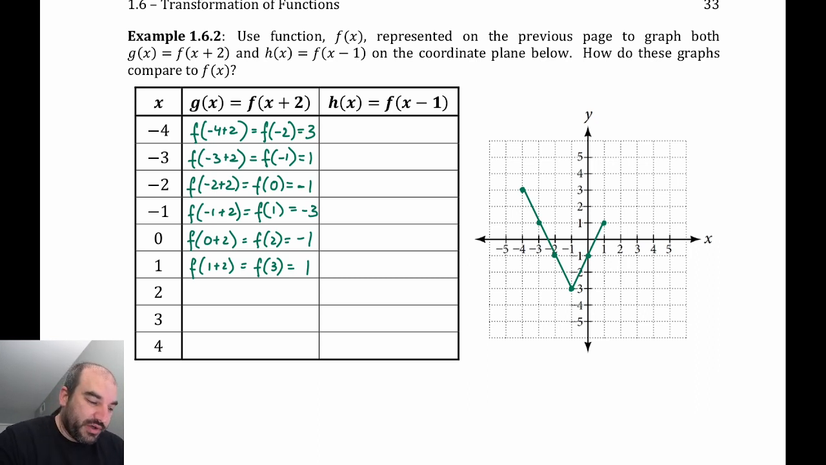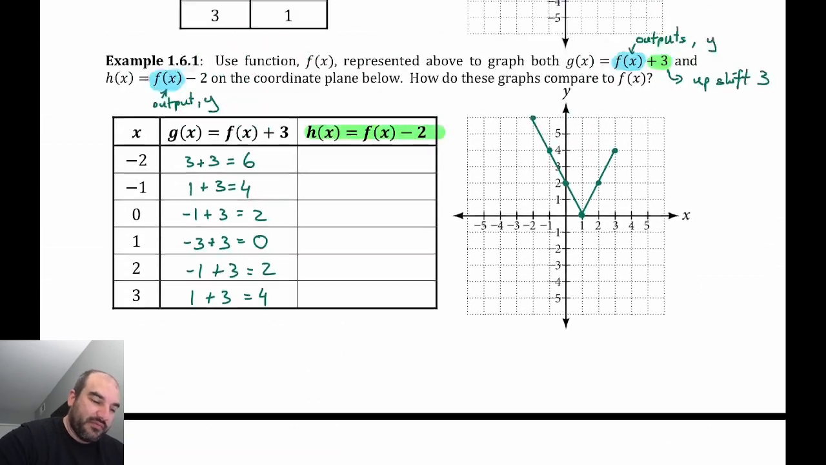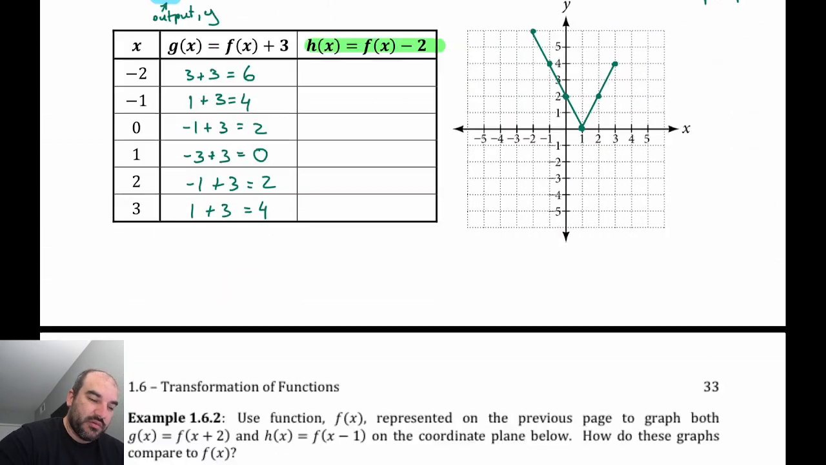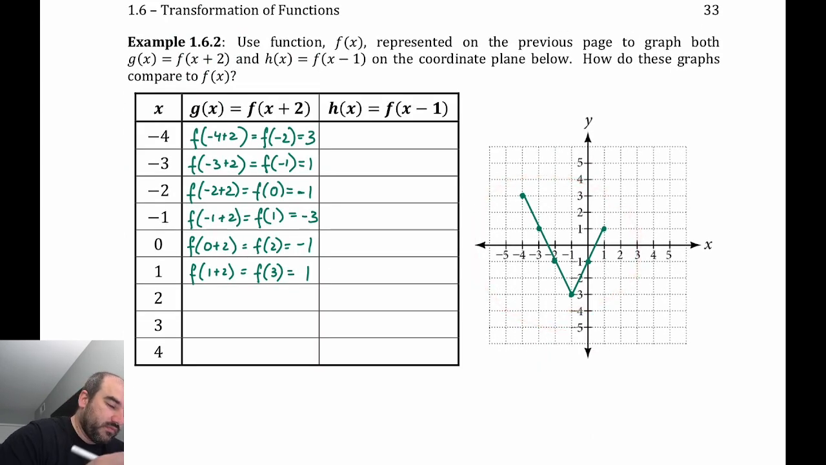What does it look like the shift was from the original graph to this graph? What kind of shift do we see here from this original one to this? It shifted 2 to the left. Yeah, so left 2 was the shift there. We don't need to fill out more of this table because we don't have table values for that.